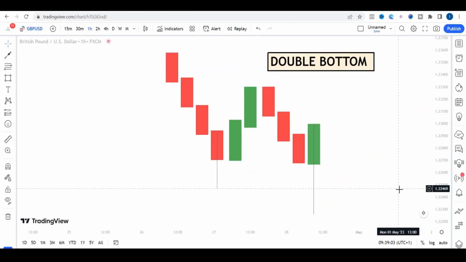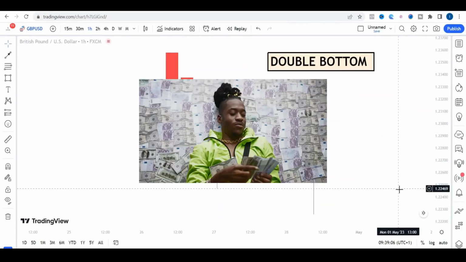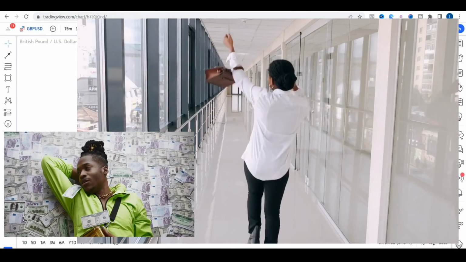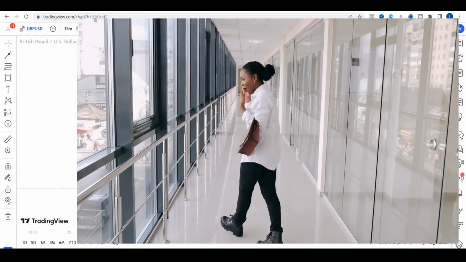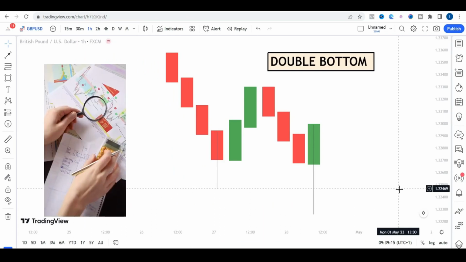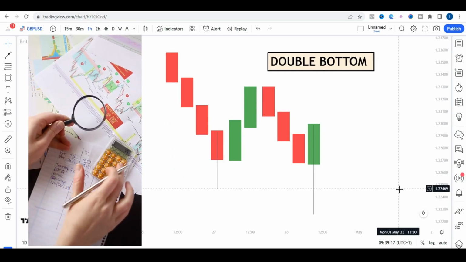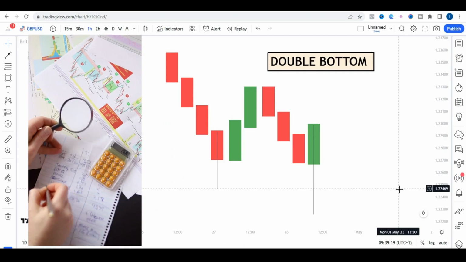If used correctly, double bottoms are chart patterns that can make you a very rich Forex trader. As a matter of fact, it has helped me stay highly consistently profitable in the market. It is one of the most reliable chart patterns in technical analysis. In this video, I am going to be showing you how to identify and trade the double bottoms professionally.